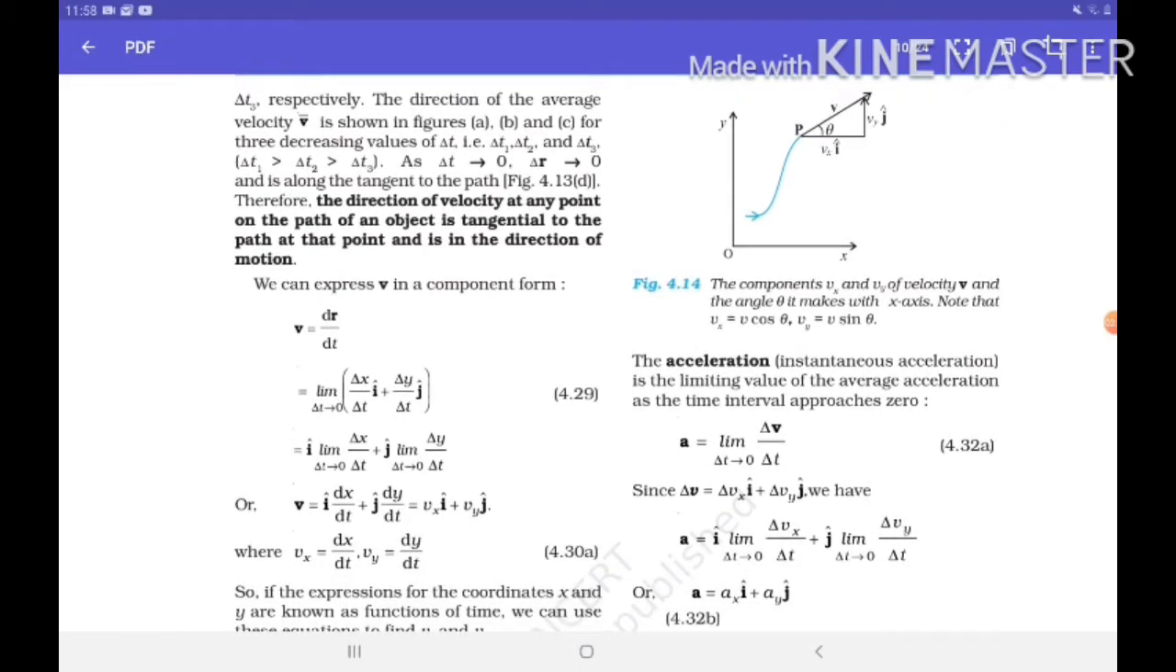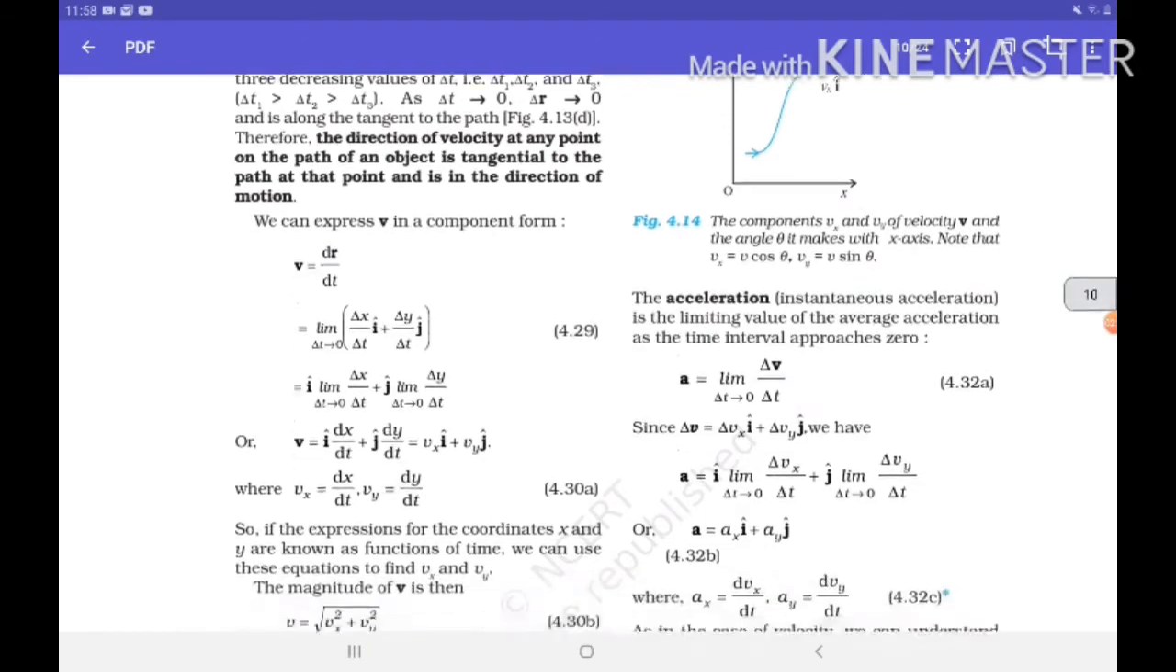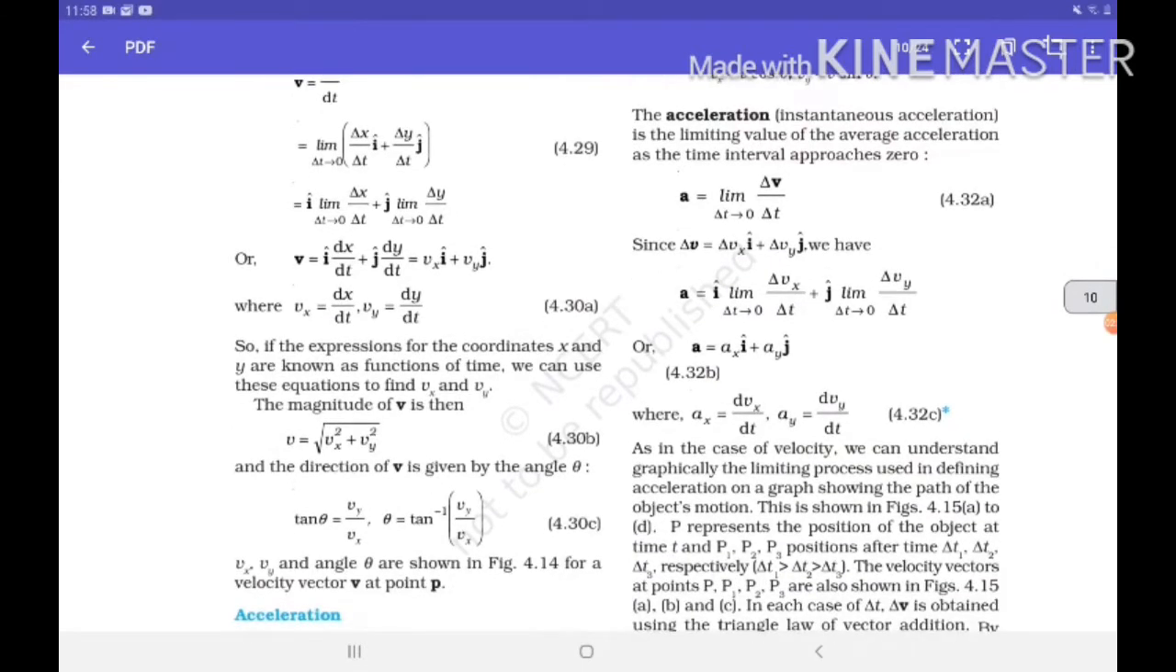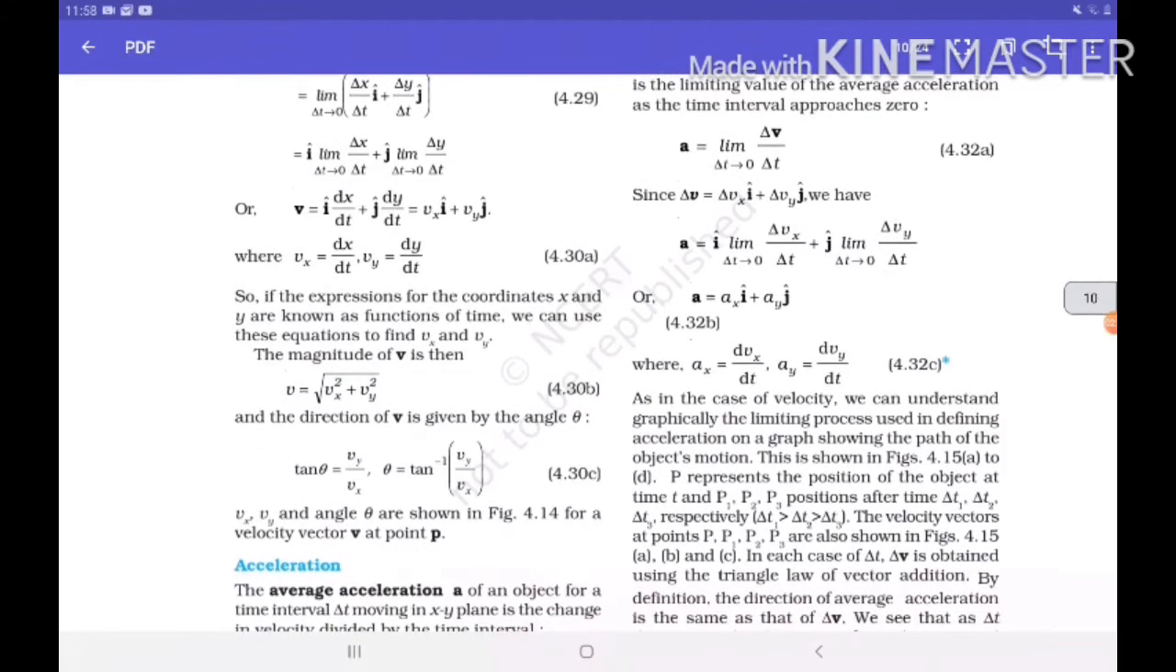That is v is equal to dr upon dt, which is equal to limit delta t tends to 0 of delta x upon delta t i cap plus delta y upon delta t j cap. That is, i cap times limit delta t tends to 0 of delta x upon delta t, plus j cap times limit delta t tends to 0 of delta y upon delta t. So v is equal to i dx dt plus j dy dt.